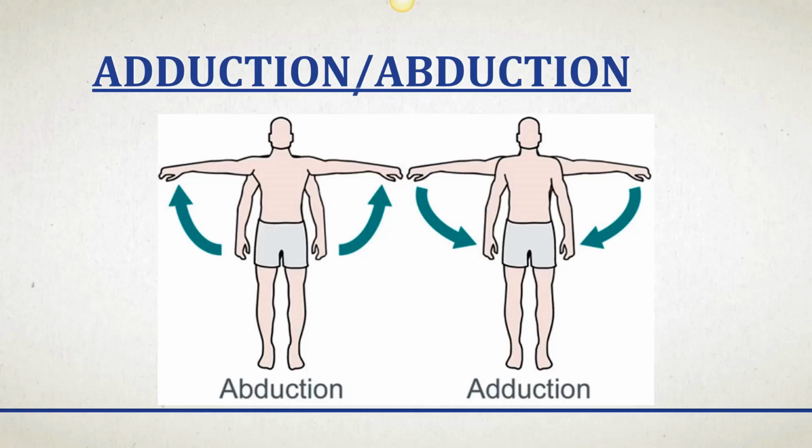Adduction versus abduction. In adduction, look at add here, you're adding the body part back to the body. So it's bringing a body part back toward the midline. Abduction: if you get abducted, somebody's taking you away from something. If you get abducted by aliens, you're going to be taken away from planet Earth. So abduction is talking about moving a body part away from the midline. So if you raise your arms up to its sides, you're abducting the arms.